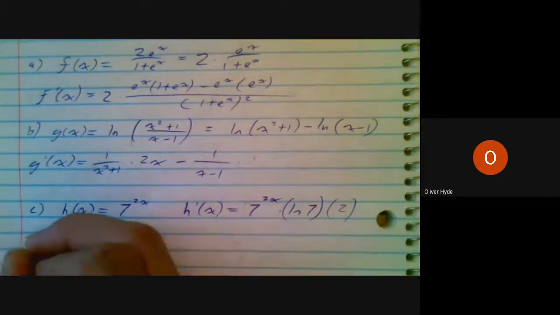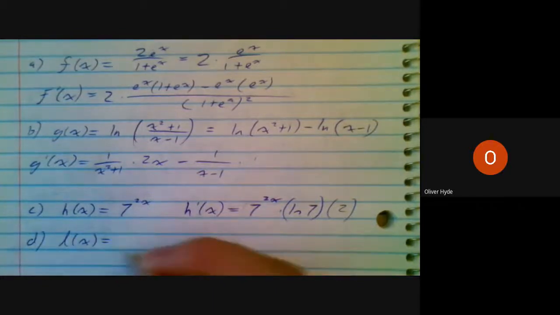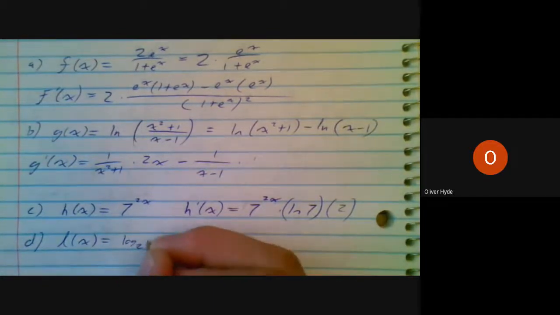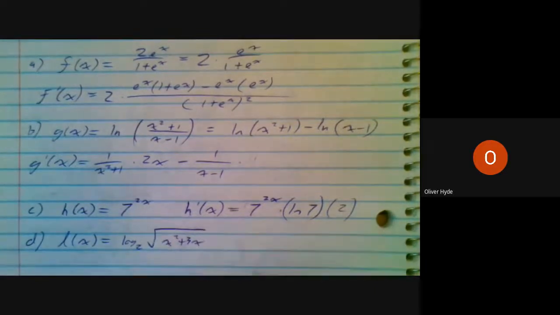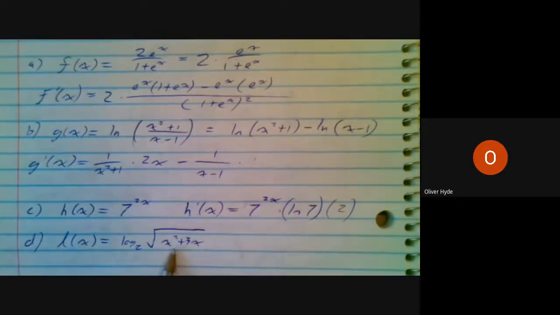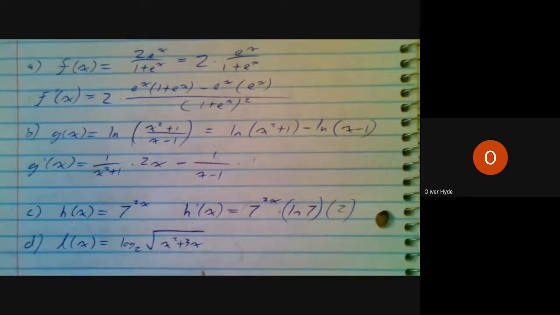Let's see if we can find some log properties in D. We've got L of x equals log base 2 times the square root of x squared plus 3x. Now don't go searching too hard. I could write this in factored form, and then I would have a product, and I could use the property of the log of a product and add those two logarithms together.